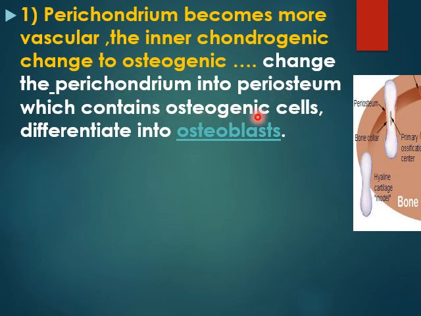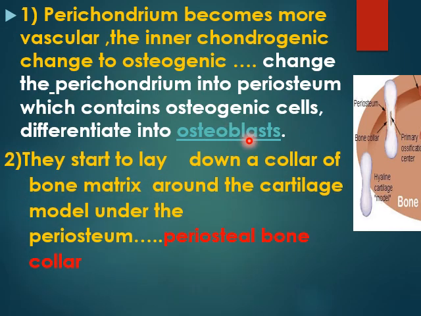The inner osteogenic layer will form osteoblasts, and the osteoblasts will start to make bone. The osteoblasts will form the organic components of the matrix, and the alkaline phosphatase will calcify the matrix. What I'm going to have now is the periosteal bone collar. I'm going to form a bone collar under the periosteum in the middle part of the future shaft.